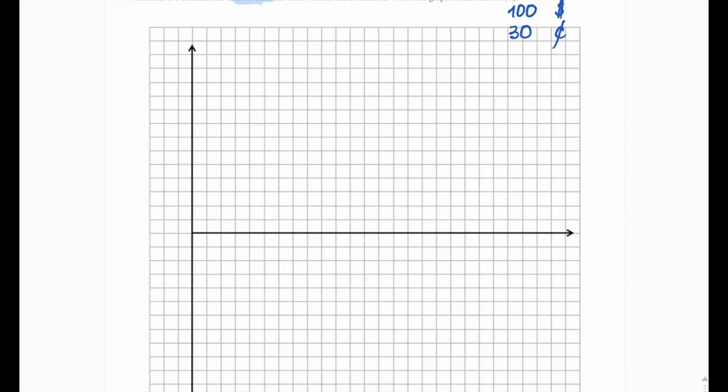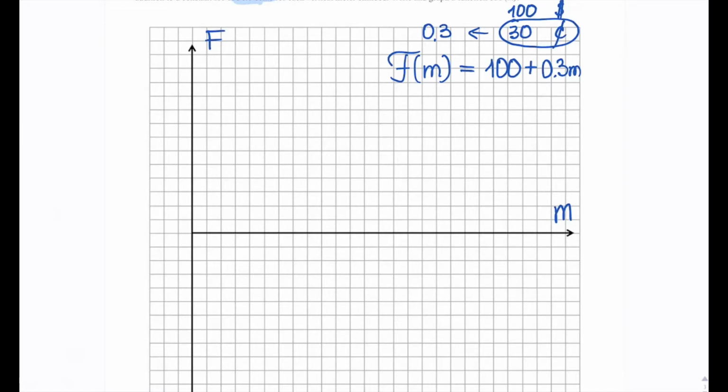Now you cannot use two different values for units. You need to have the same unit. So we're going to take 30 cents and convert them to dollars. That will be 0.3. So then my function of phi as a function of meters is going to be the original $100 plus 0.3 per meter. And then the graph, that's meters, and that would be F for phi in bucks.